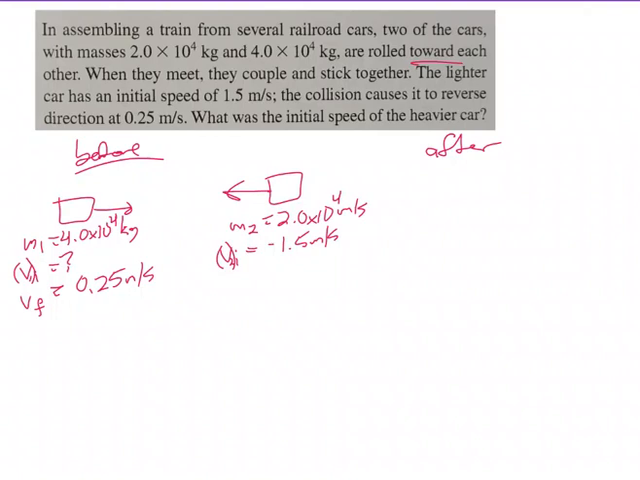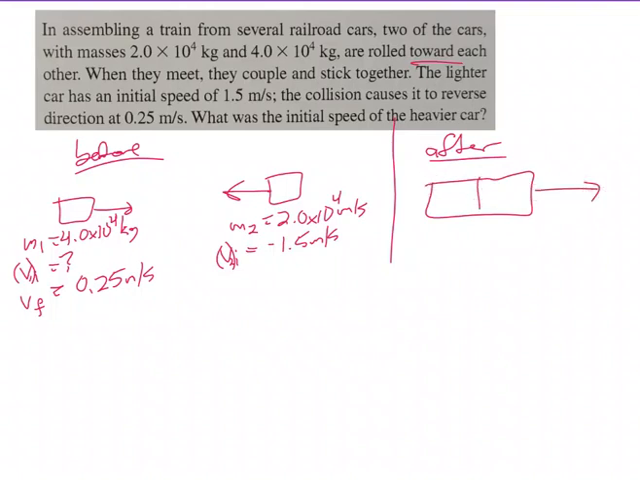All right, so what are we looking for here? The initial speed of the heavier car is what we're looking for. We use that theorem, right? Mass times velocity initial plus mass times velocity initial is equal to mass times velocity final. Good. But let's finish the after drawing. They're stuck together, moving still towards the right.